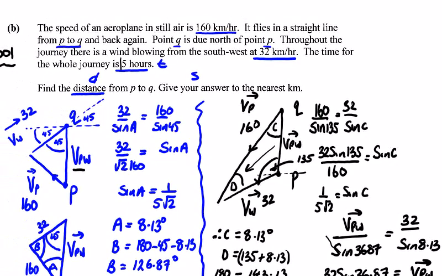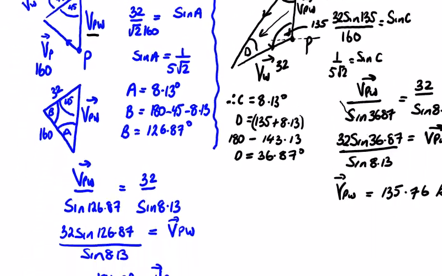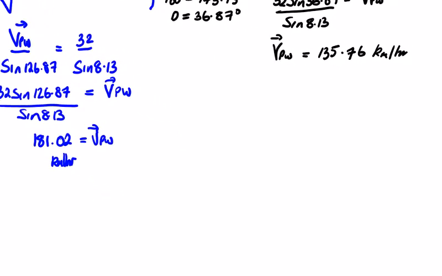And we're told the total journey is 5 hours. So we have speed now, so we're looking at the distance up and down is the same. So what we can say here is that time is equal to distance over speed. So the 5 hours will be equal to the distance over speeds combined. The distance is the same. So 5 is going to be equal to the first distance up divided by the speed, 181.02, plus the distance down divided by the speed on the way down, 135.76.